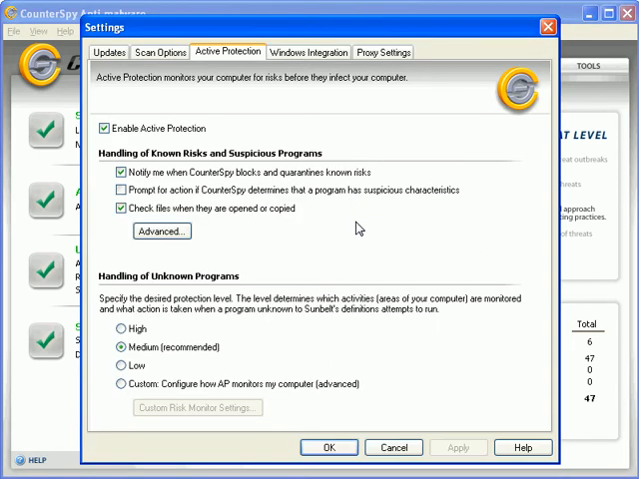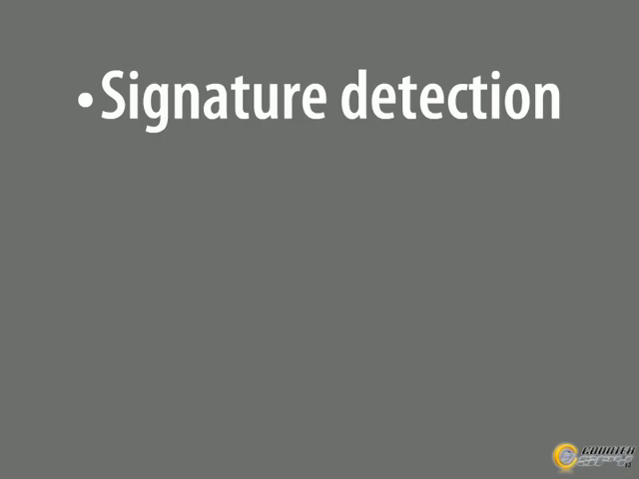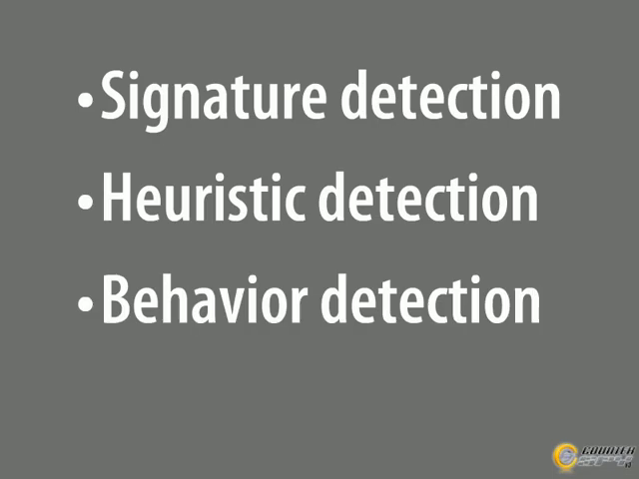This is one of the most important parts of CounterSpy, and it's worth explaining how it works. Active protection is CounterSpy's proprietary and powerful real-time detection of potentially dangerous or bad programs. Active protection has three layers of detection: signature, heuristic, and behavior. These concepts might sound complex, but they're actually simple, and I'll explain them briefly.